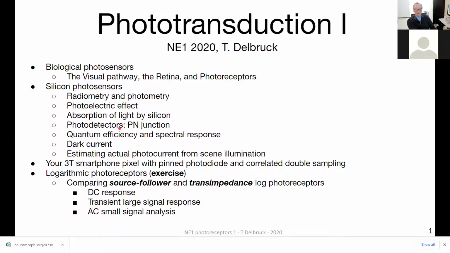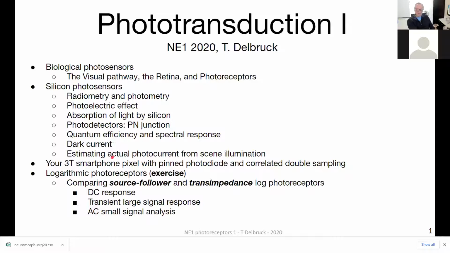And then we'll talk about photodetectors, the PN junction, and how that collects charge that is created by shining light, and a little bit about quantum efficiency and spectral response, and then some practical stuff about so-called dark current. Dark current is a current that flows in a photodiode even when you're not shining light on it. And it's the main limitation to making things work under low light conditions.